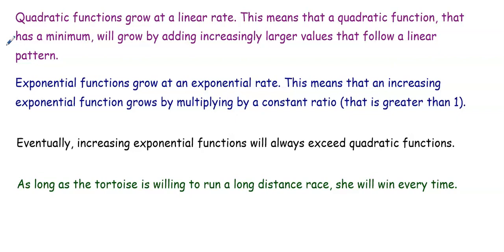Exponential functions grow at an exponential rate. This means that an increasing exponential function grows by multiplying by a constant ratio that's greater than 1. Eventually, increasing exponential functions will always exceed our quadratic functions. So as long as the tortoise is willing to run a long distance race, she will win every time.